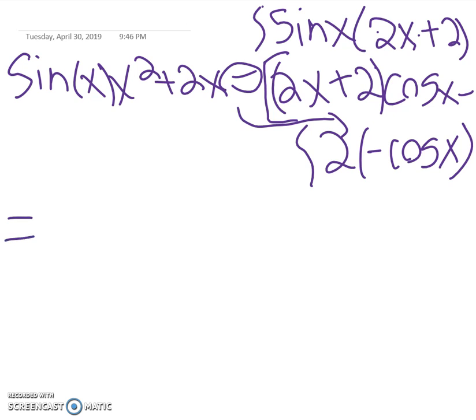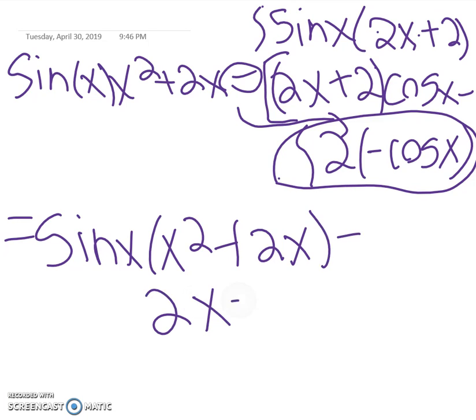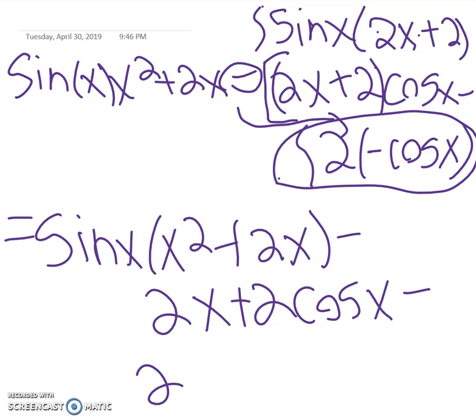So the final answer, when we actually take the integral, that's a simple integral right here that we can actually do, which is awesome. And so the final answer is going to be sine of x times x squared plus 2x, minus 2x plus 2 cosine of x, minus 2 sine of x plus c.